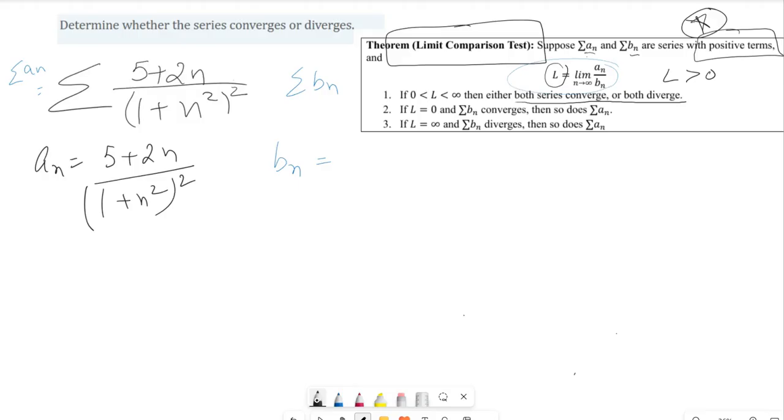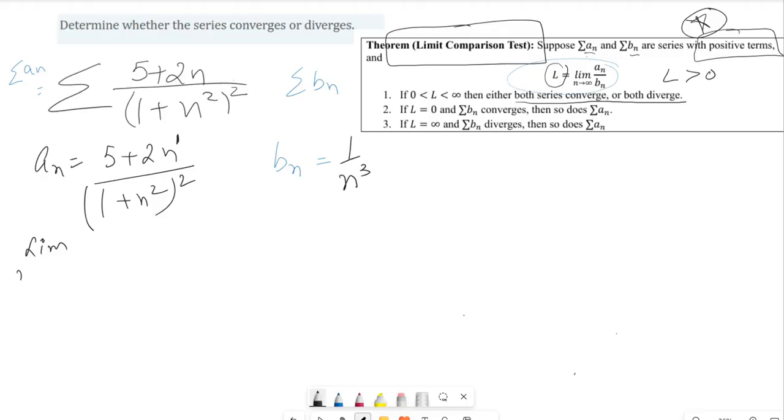How do we do that? This comes a lot with practice, but there's one small clue. Here the power of n in the numerator is 1 and the power of n in the denominator is n squared squared, so n^4. n power 1 by n power 4 is basically 1 by n cube. So that is my clue for B_n. I'm naming B_n as 1 by n cube.